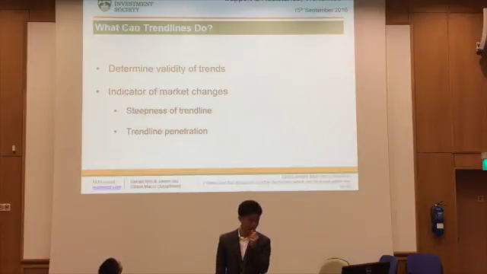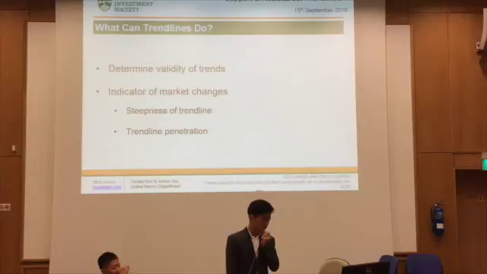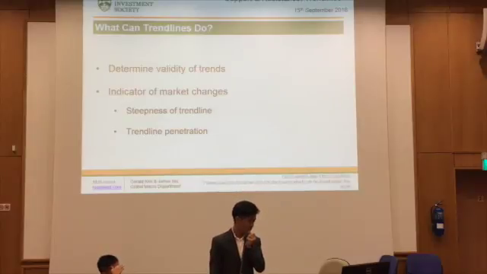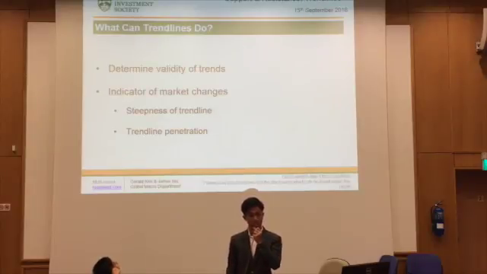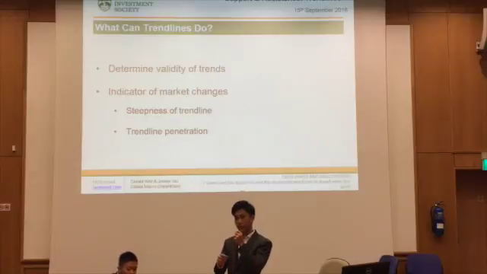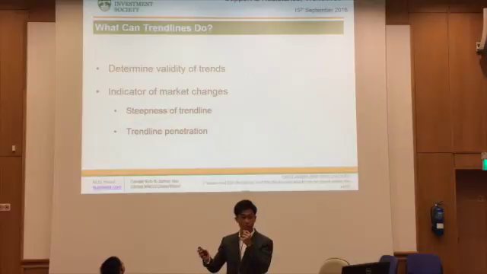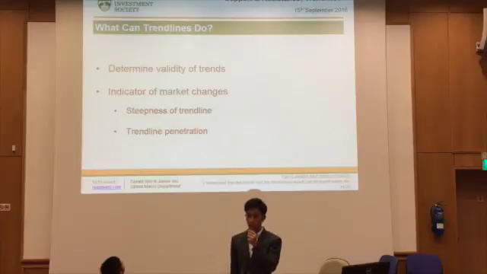Okay, so what are trendlines used for? Basically, trendlines validate trends. They give a physical representation of trends, because just now you saw on the chart that a lot of the trends can't actually be seen. So trendlines give you a line to look at to indicate where the trend is going. They determine the validity of the trend and they also indicate market changes.